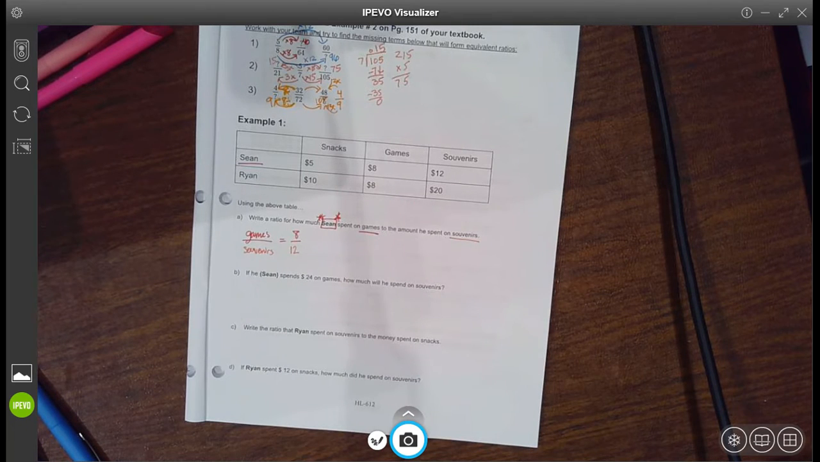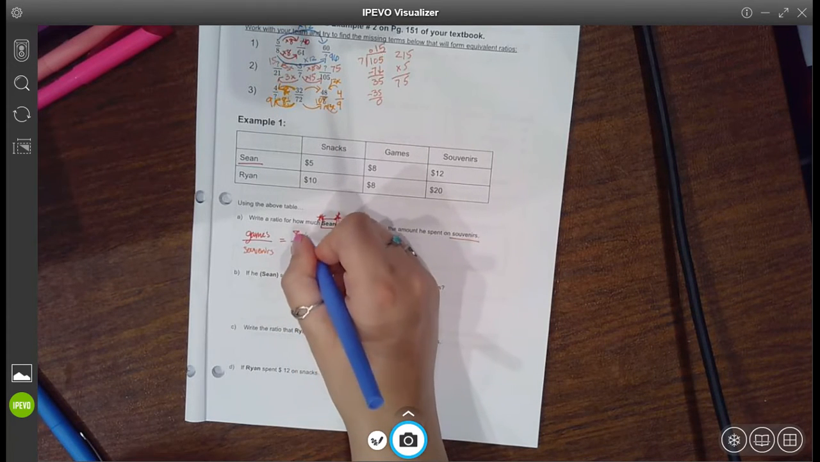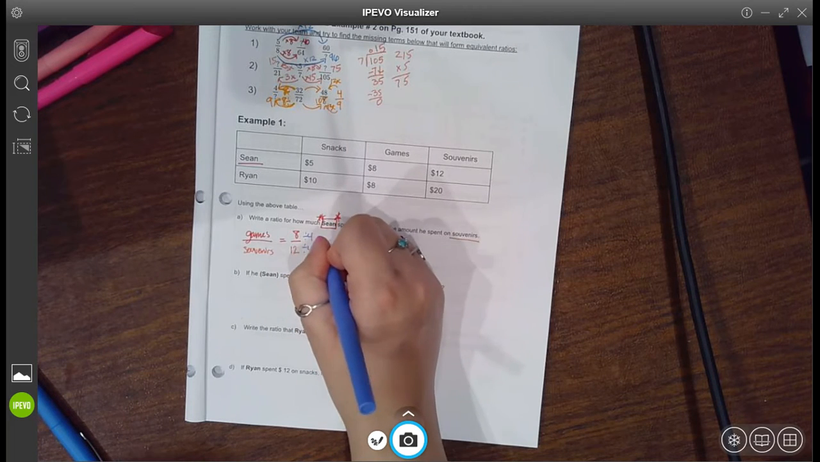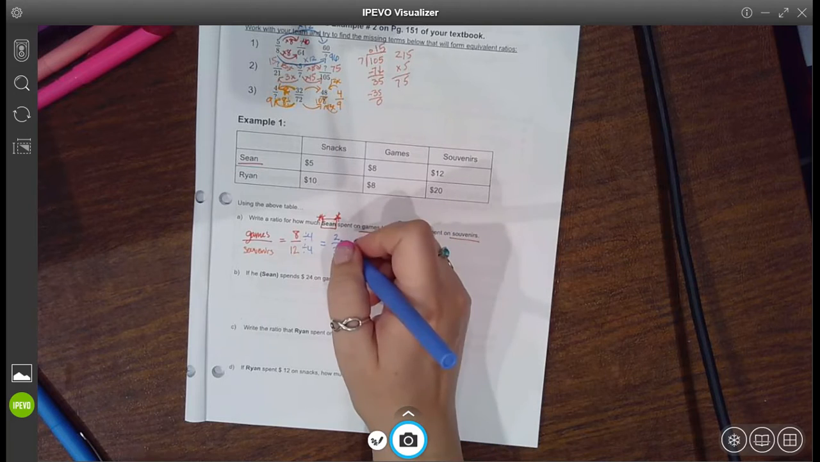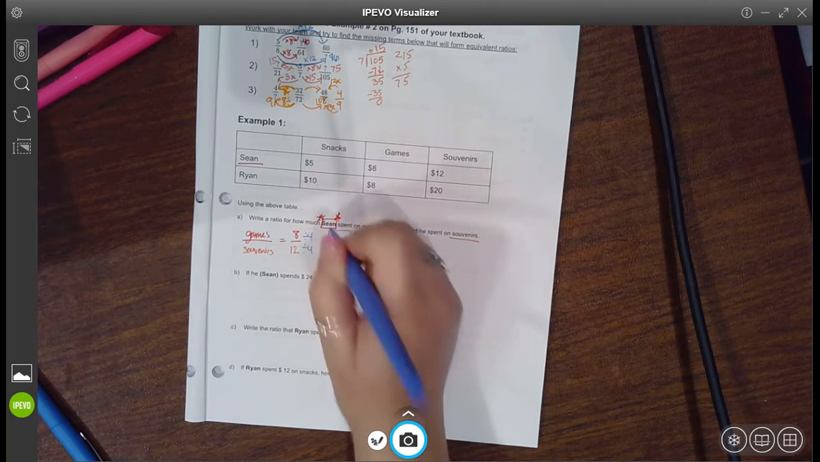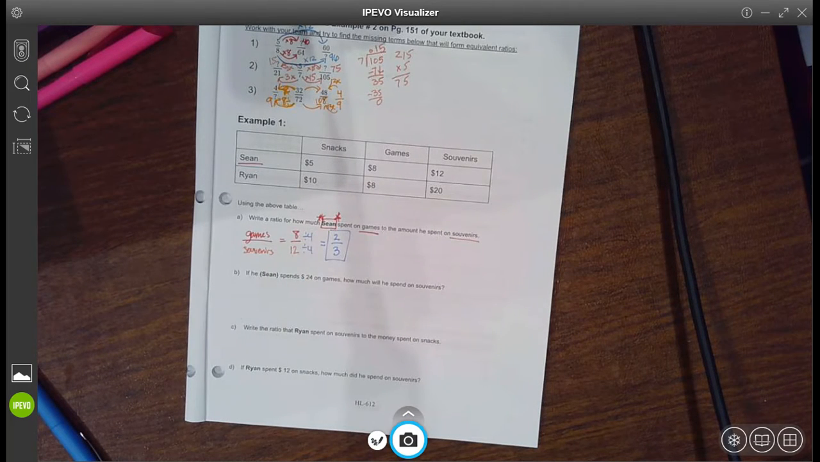And then whenever we write a ratio, we always typically want to write it in lowest terms. So if I can reduce it, let's reduce it. This one can reduce by 4. And 8 divided by 4 is 2, and 12 divided by 4 is 3. That can't reduce anymore, so there you go. You're done. The ratio of games to souvenirs for Sean was 2 to 3. And if you reduced it by 2, that's fine. You just would have had to reduce it twice, and you still would have gone to 2 to 3.